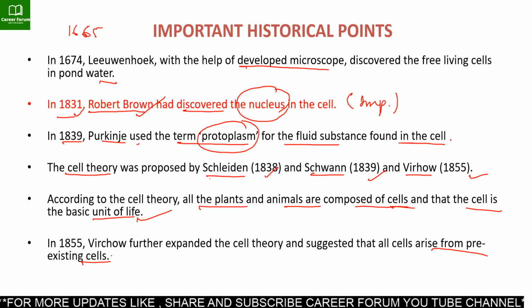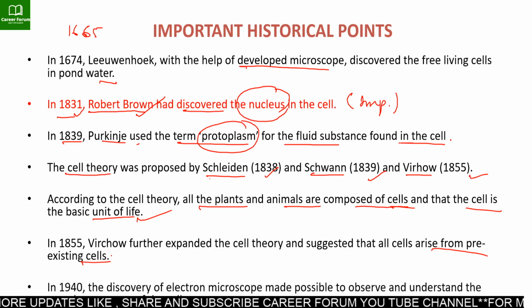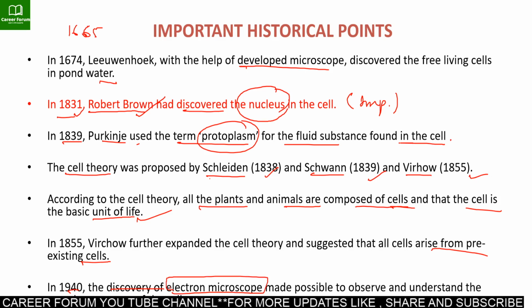Okay. Then in the year 1940, the discovery of the electron microscope made it possible to observe and understand the complex structure of the cell. Now in 1940, the discovery of the electron microscope, which is used nowadays, made it possible to observe and understand the complex structure of the cell. So now we know a lot about the cell components, but it was just because of the discovery of the electron microscope, which took place in 1940.